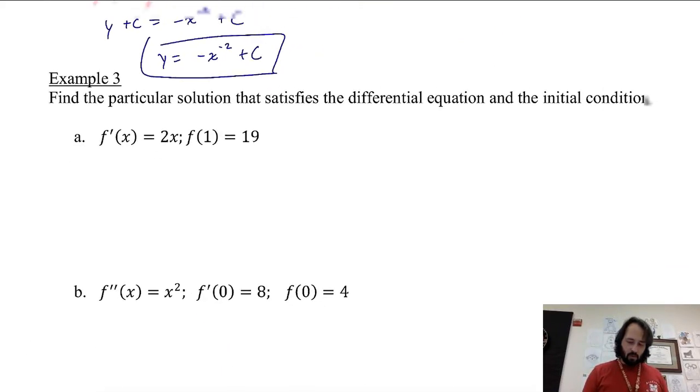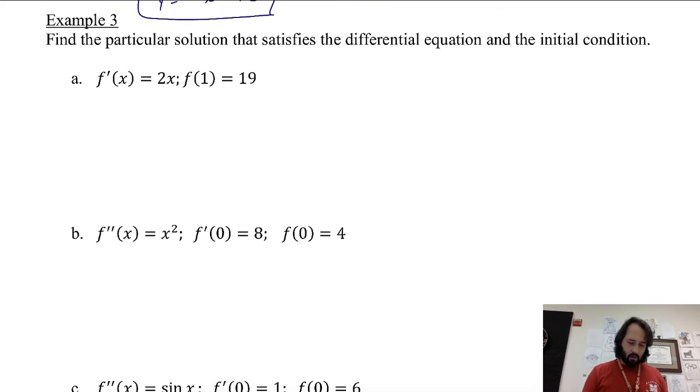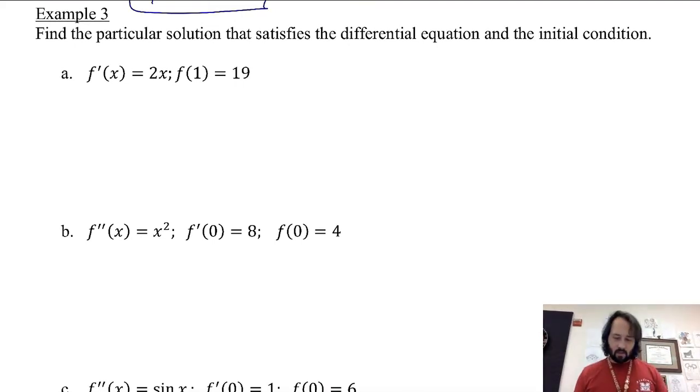Probably more than you wanted to know at this point. Find the particular solution that satisfies the differential equation and the initial condition. So this is a point where we are given the initial condition. So I'm given a point that I have to go through. What this is going to allow me to do is find that value of c such that the derivative is the derivative of this exact function.